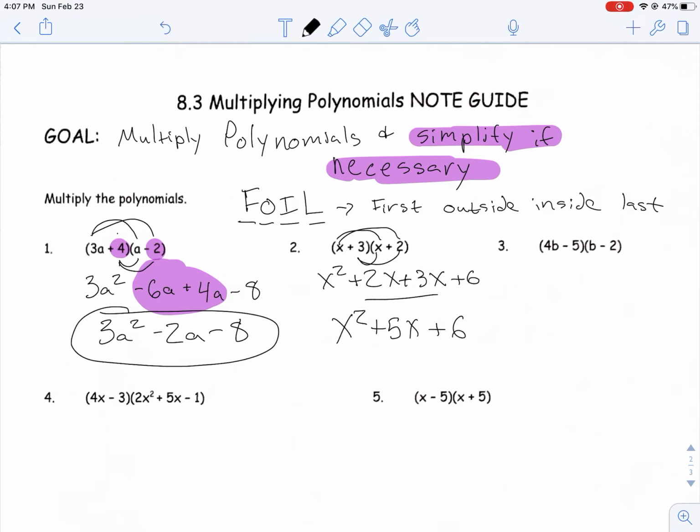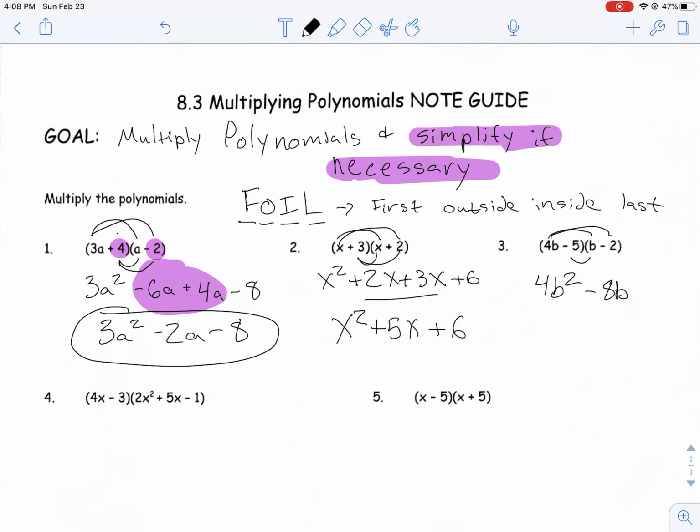Continuing. 4b and b, well, that would be 4b squared. 4b times b is 4b squared. We're multiplying those b's together to get b squared. 4b times negative 2, well, that would be a negative 8b. I'm going to run out of room on my iPad.